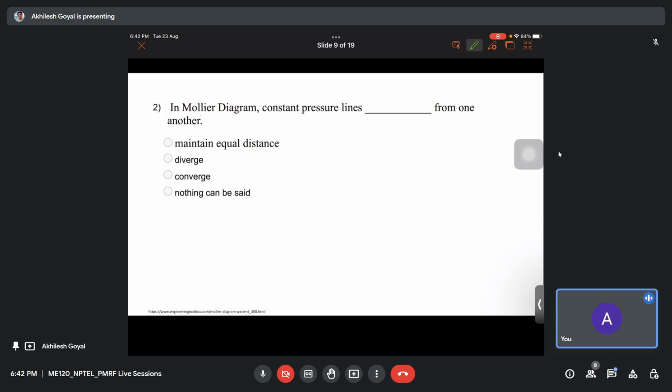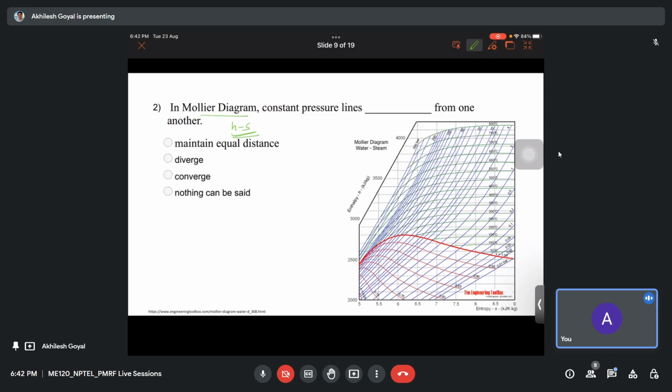So Mollier diagram is HS diagram, enthalpy entropy diagram, and how these Mollier diagrams look. These look like as in this figure. So this is the diagram between enthalpy H and entropy S, and here you can see three types of lines. One is blue lines. These blue lines are constant pressure lines.